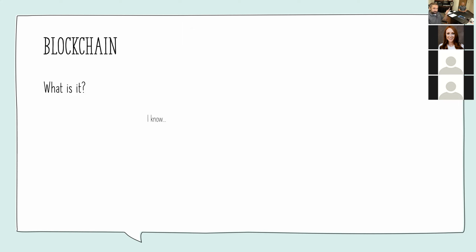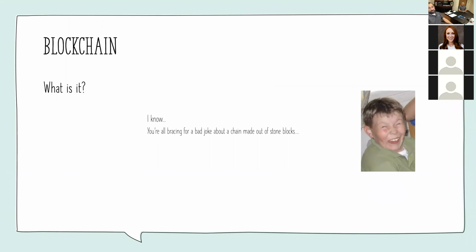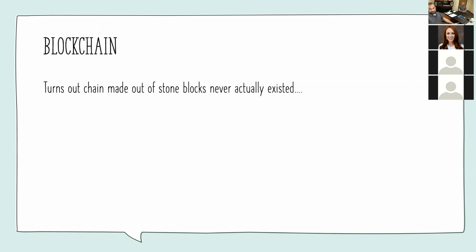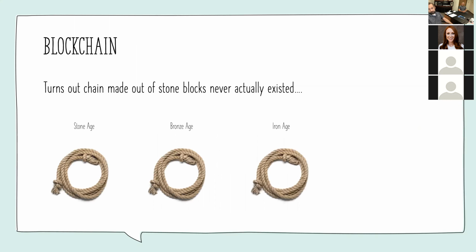So, what is it? And I know right now you're all bracing for a bad joke about blocks and stone chains. It's not happening, all right, guys? Turns out stone blocks made of chains or chains made of stone blocks never actually existed. Stone Age, they used rope. Bronze Age, rope. Iron Age, they used rope still. Late Iron Age, the chain was invented.